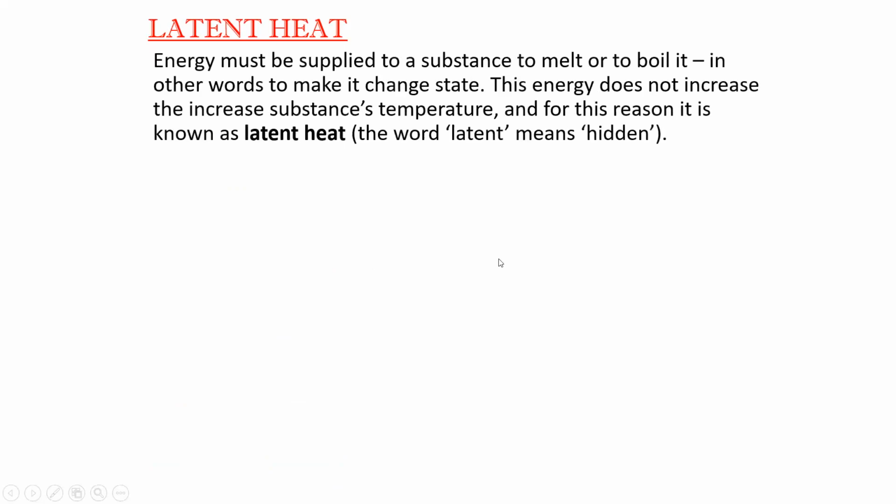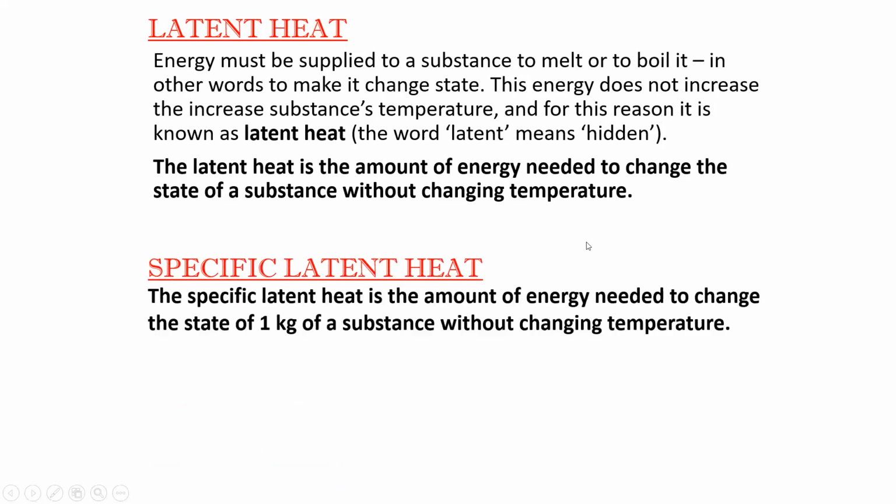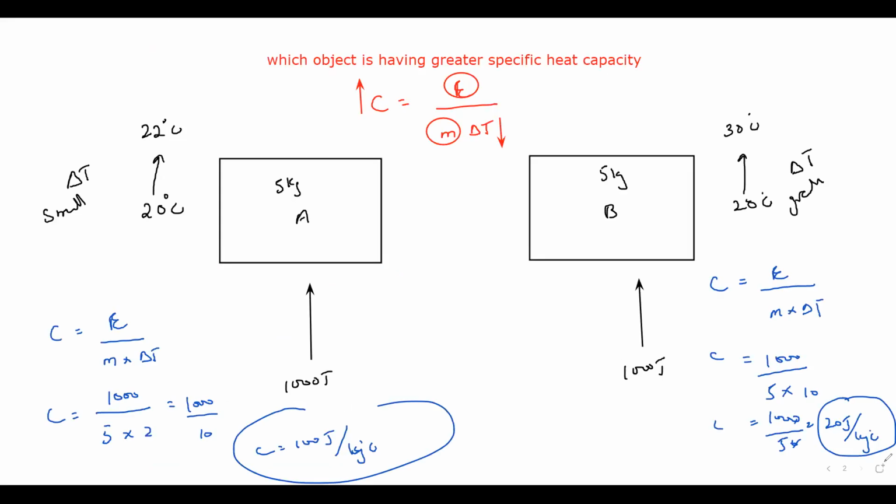Then what is the meaning of latent heat? Basically, latent heat means the energy required to change the state. The term latent heat means energy needed to change the state of an object. And specific latent heat means energy needed to change the state of 1 kilogram of the object.